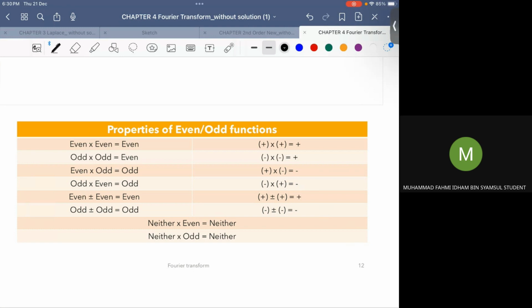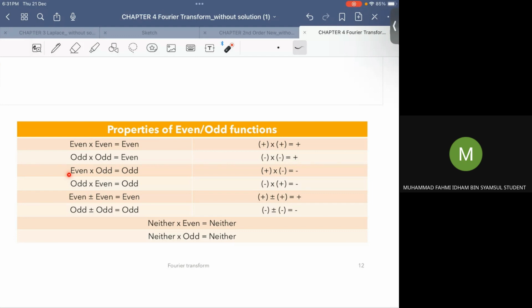The first one, if the first function is even, multiplied with also an even function, you will get the even function. So just remember positive and negative. Even function is positive, so positive multiply positive, you get positive. So even multiply even, you get even. Odd function multiply odd function, you get even function. So negative multiply negative, you get positive.